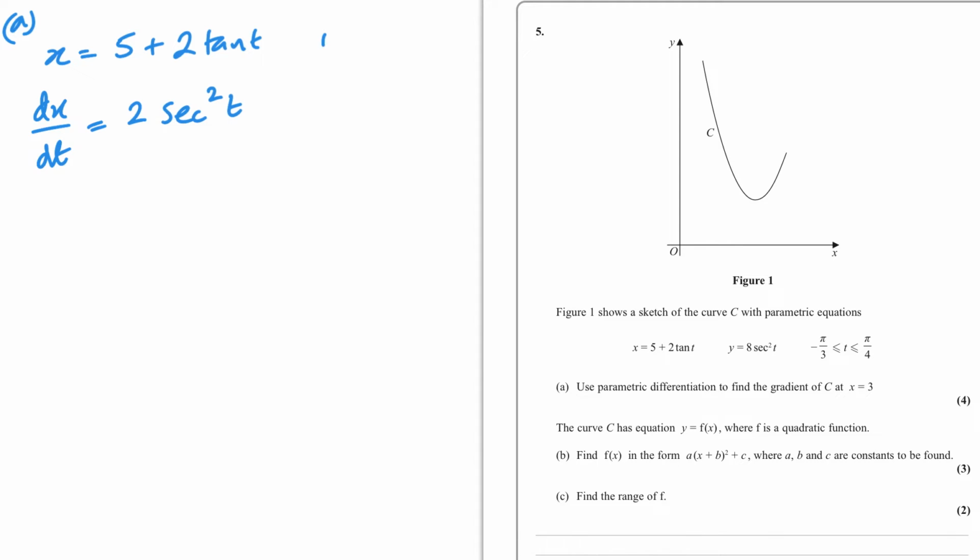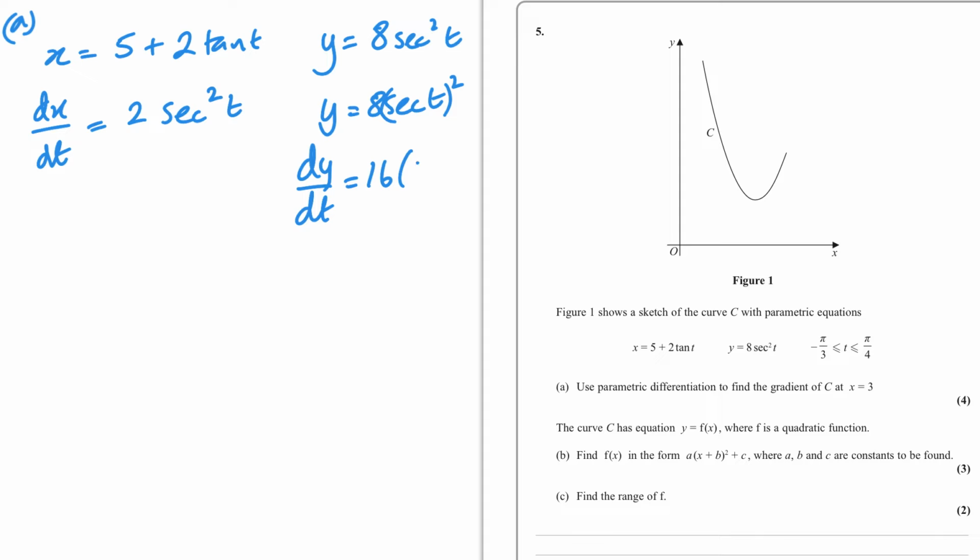Then looking at my other one, I've got y equals 8 sec squared t, and think of it like this. So we get dy by dt is multiplied by 2, so 16 sec t, and then sec differentiates to sec tan. So we get 16 tan t sec t squared.